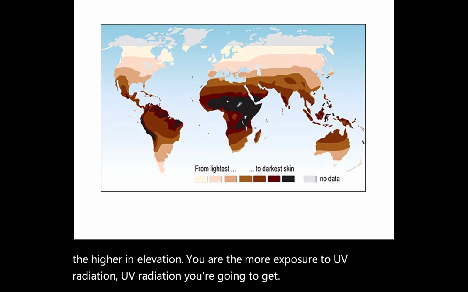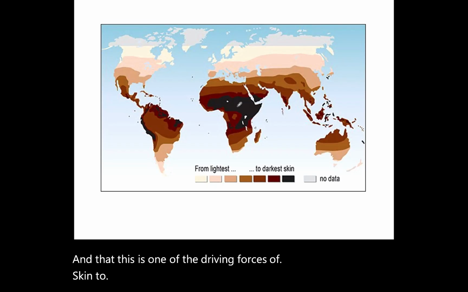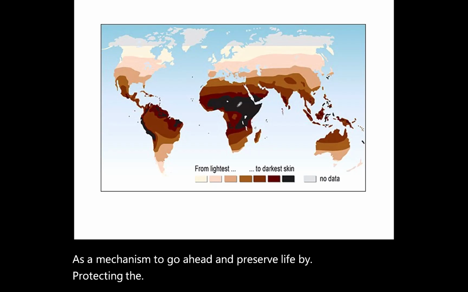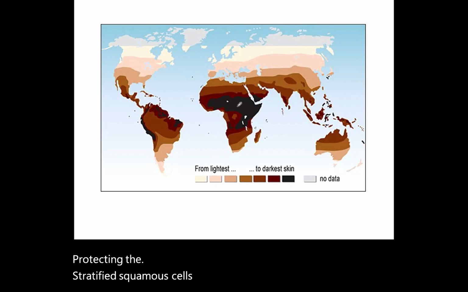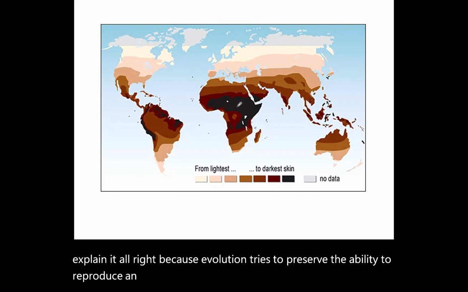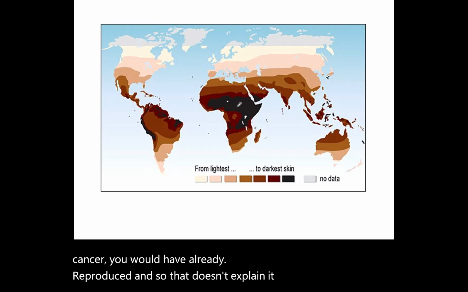And this is one of the driving forces of skin tone, as a mechanism to preserve life by protecting the stratified squamous cells from developing cancer. That doesn't explain it all, right? Because evolution tries to preserve the ability to reproduce. And most people, by the time you develop skin cancer, you would have already reproduced. And so that doesn't explain at all why we have the melanin.